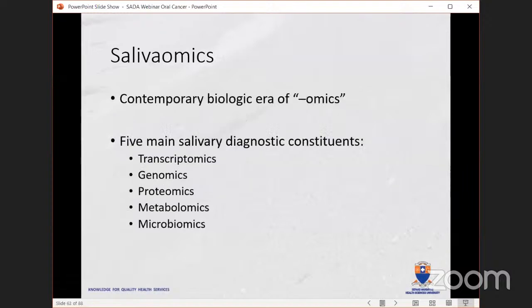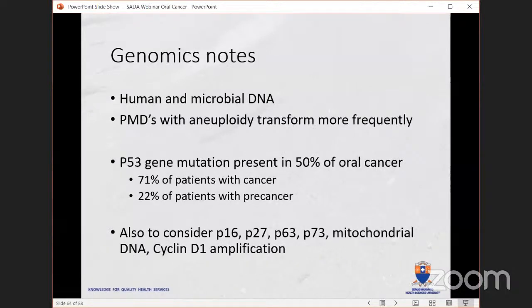So when we consider the rapidly developing field of saliva omics, which is an interesting term coined by Galwash, in the contemporary biological era, the omics suffix method is a new biomarker detection tool that emphasizes exploring a large number of molecules present in the saliva. If we read the literature on this topic, there are five main salivary diagnostic constituents that are recognized. These are the transcriptomics, genomics, proteomics, metabolomics, and microbiomics. We'll briefly touch on each of these points.